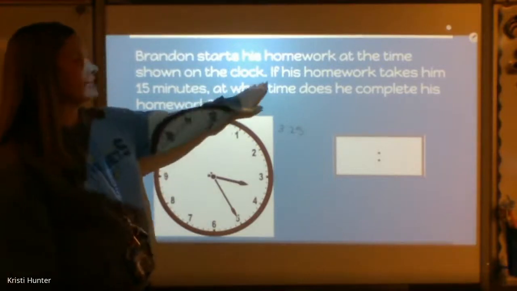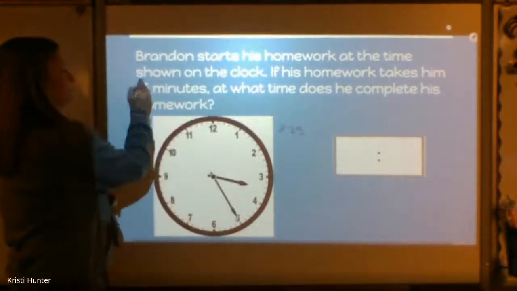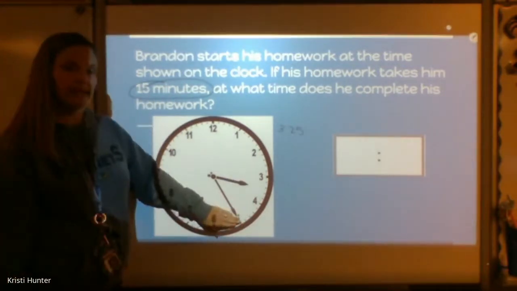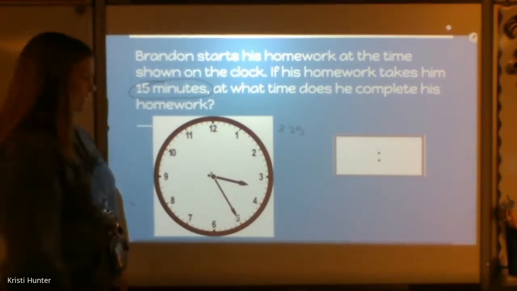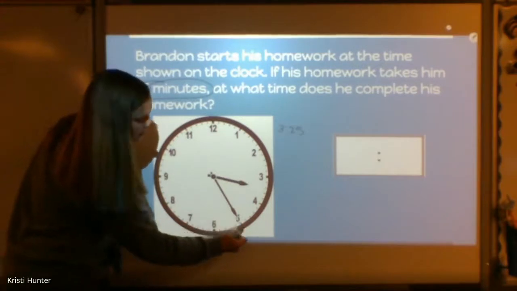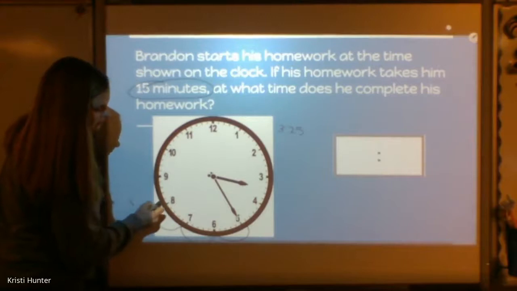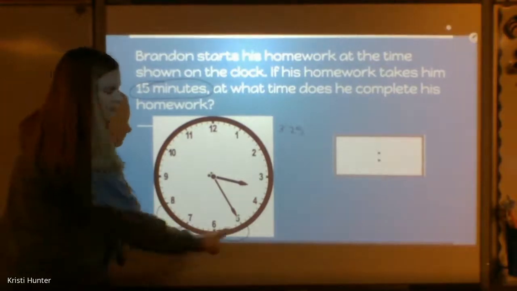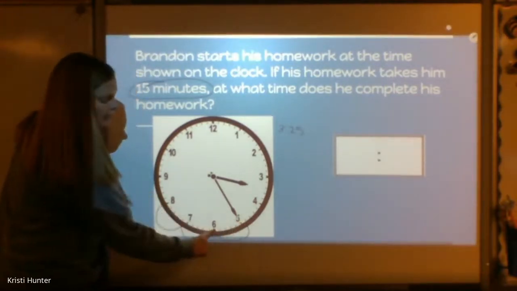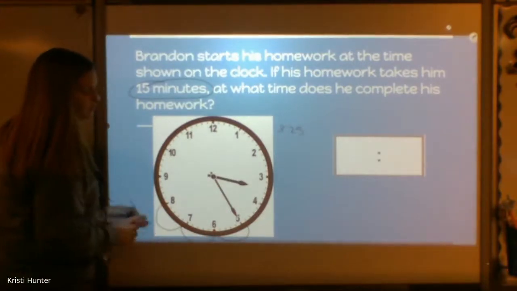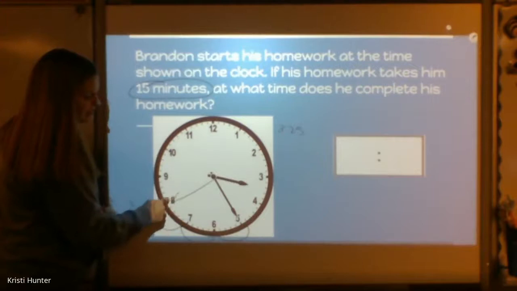So it says his homework takes him 15 minutes. So I want to move my minute hand 15 minutes. So here we go. 5, 10, 15. So again, take your finger, jump it 5, 10, 15. So your new minute hand stretches down and touches your 8.